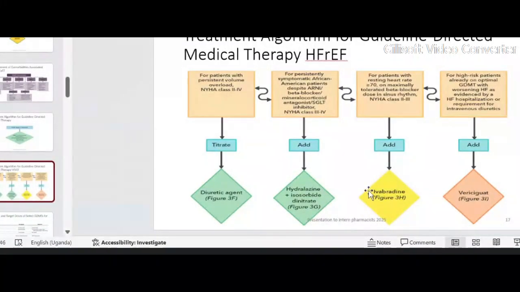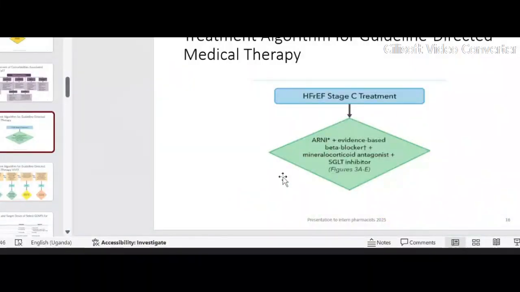Now, these drugs you're seeing listed here don't prolong the life of the patient, but they reduce the number of times the patient comes to the hospital. And they say these drugs have morbidity benefit. They reduce the number of times the patient will come to the hospital in a year. You don't want to keep seeing your patient in the hospital all the time. These drugs will do that for you. While these ones in this triangle will do what? Will prolong the life of the patient.